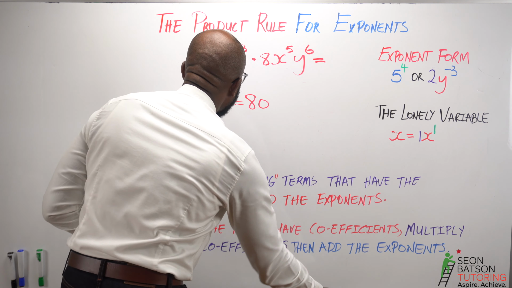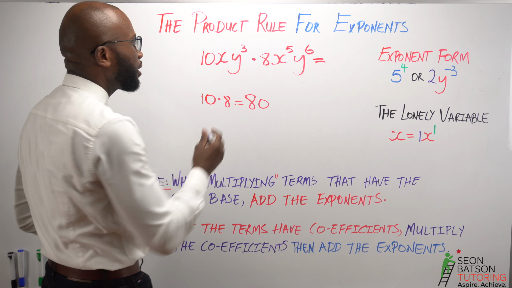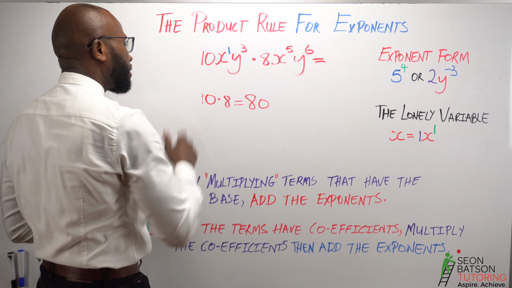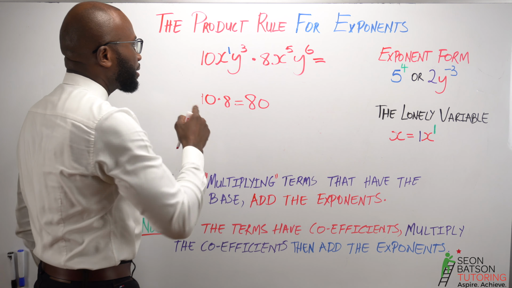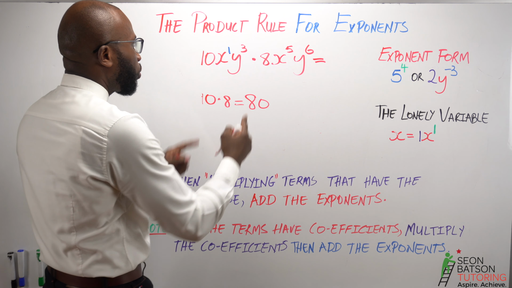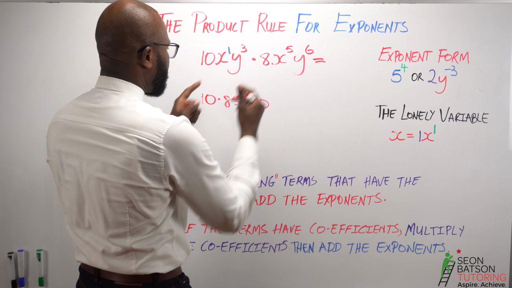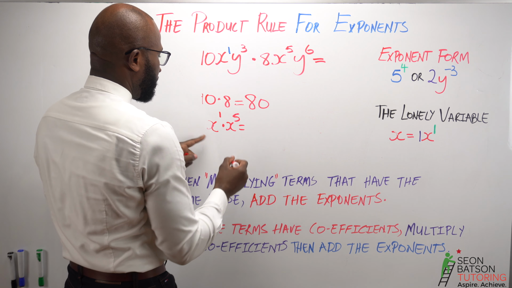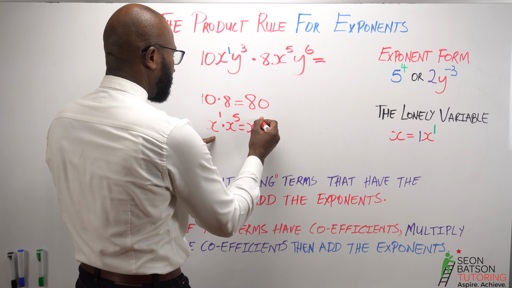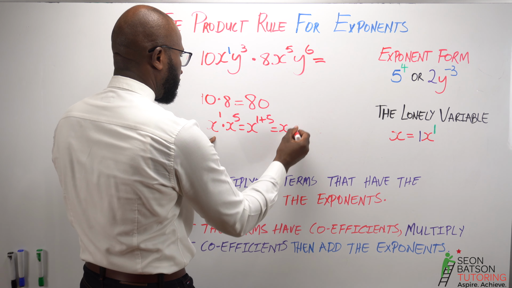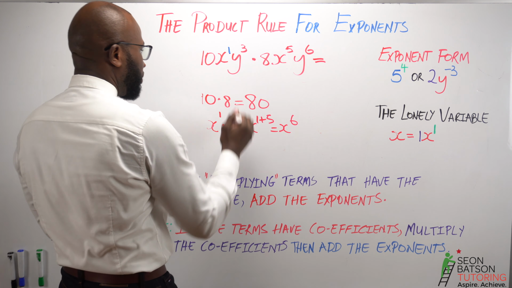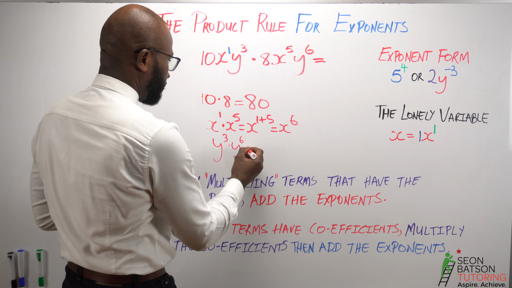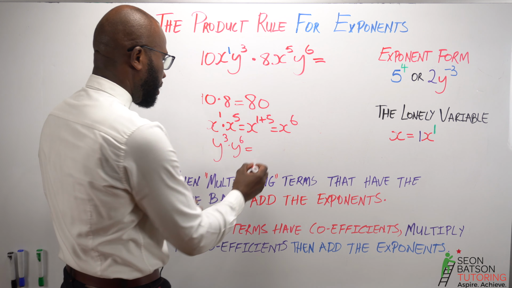Now, do you notice anything special here? Yes, we have a lonely variable. So we're going to put the 1 to remind us that this x has an exponent of 1. Now we will work with one set of variables at a time. Let's do the x's first. So we have x to the first power times x to the fifth power. Since the bases are the same, we can add the exponents. Yes? And then we go to the y. y to the third times y to the sixth. Since the bases are the same, we can add the exponents.